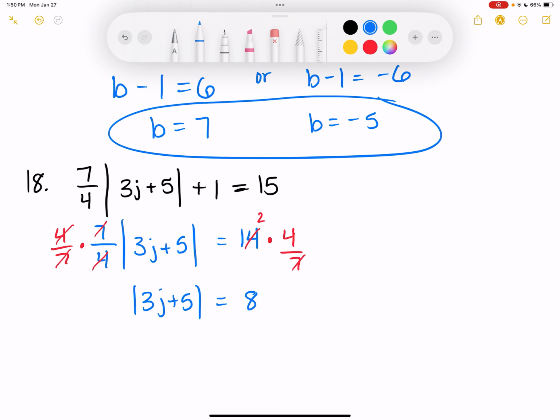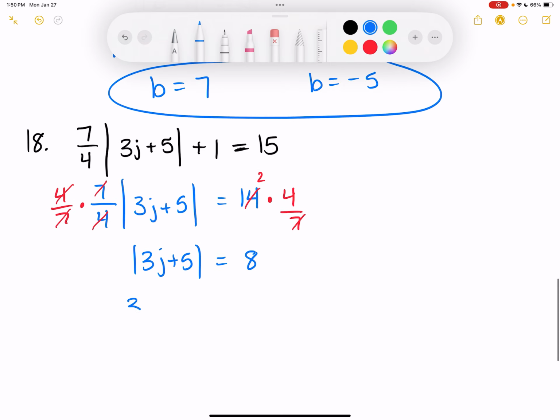Now, I didn't mention this in the last one, but at this point, this is when we care whether this value is positive or negative. Obviously, I want it to be positive. If it was negative, it would be no solution. So it's positive, so I'm good to go. Sometimes up here it may start out negative, but by the time I move everything around, it ends up positive. So I care about it once I get to the point when the absolute value is by itself. So copy down exactly: 3j plus 5 equals 8, or 3j plus 5 equals negative 8.